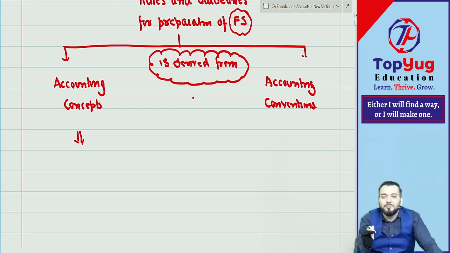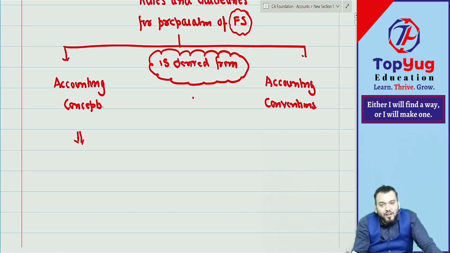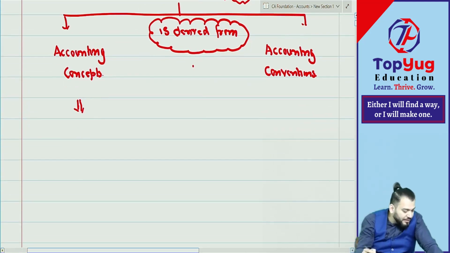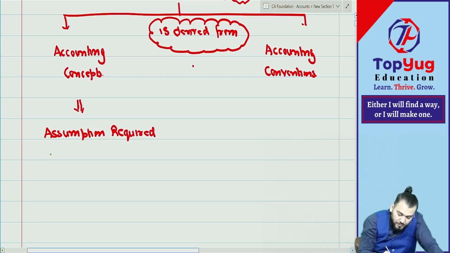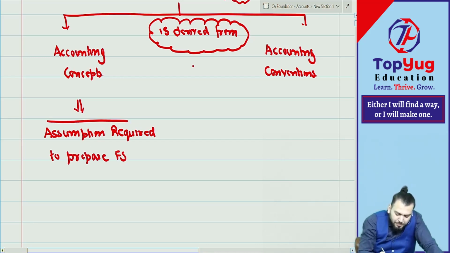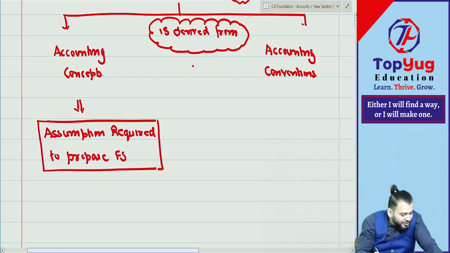So accounting concept means assumptions. Whatever assumptions we take for the preparation of financial statement become accounting concepts. Assumptions required to prepare financial statement. In simple words, assumptions required. Now you will ask me, sir, what are those assumptions? We'll discuss. Nothing to worry.